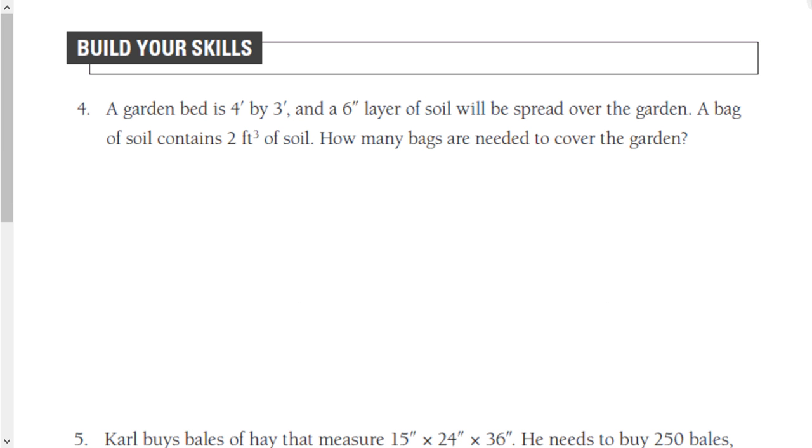The garden bed is 4 feet by 3 feet, and a 6-inch layer of soil will need to be spread over the garden. A bag of soil contains 2 feet cubed of soil. How many bags are needed to cover the garden? So this is a little bit easier than last time.